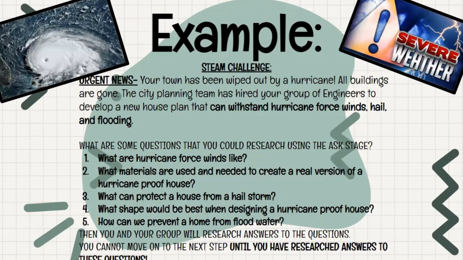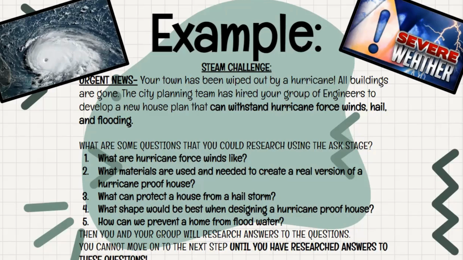Here are some examples of some of the questions you might have. What are hurricane force winds like? If you don't know what they're like, how can we build a house that will withstand those hurricane force winds? What materials are you going to use? What is needed to create a real version of a hurricane-proof house? What can protect a house from a hailstorm? What shape would be best when designing a hurricane-proof house? How can we prevent a home from floodwater?